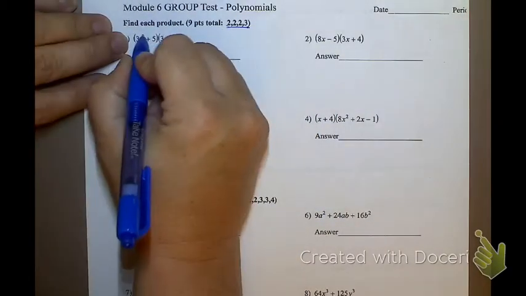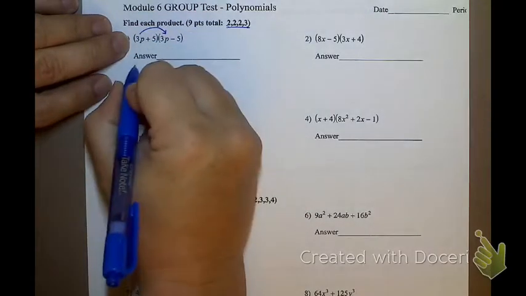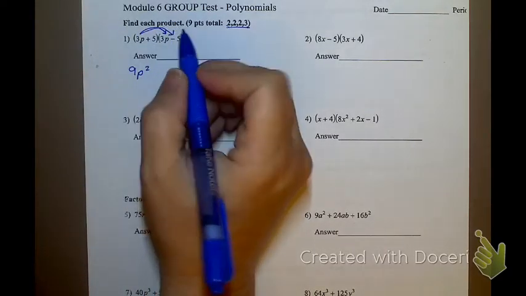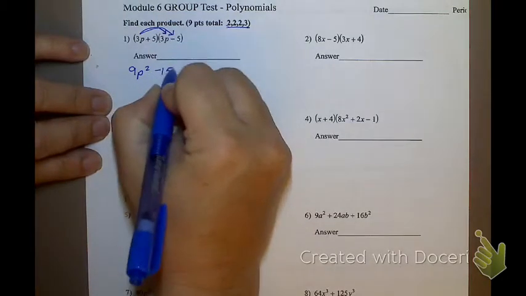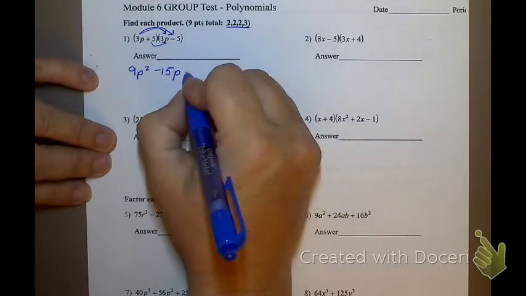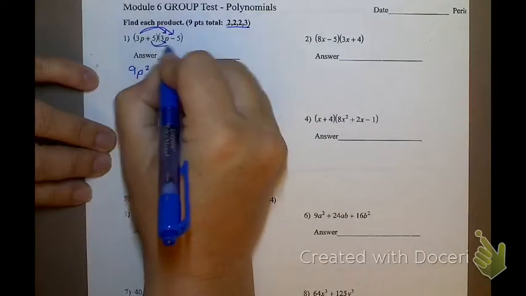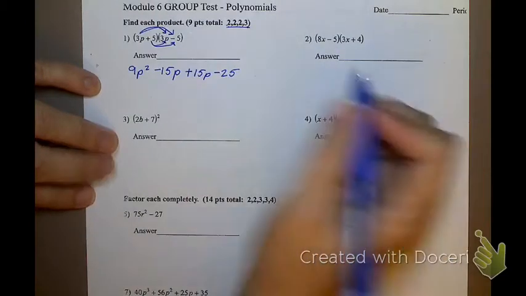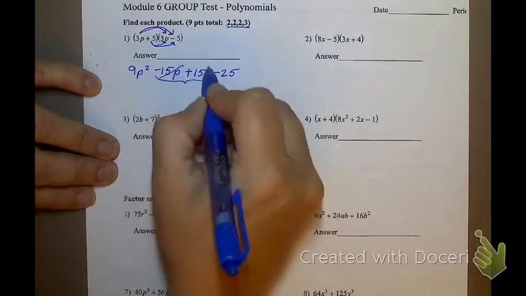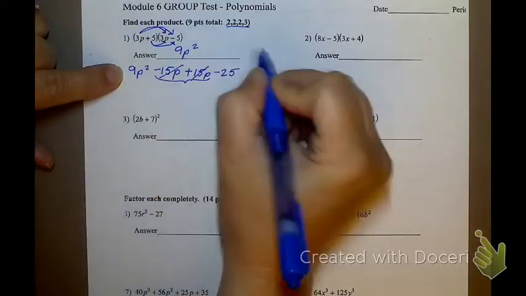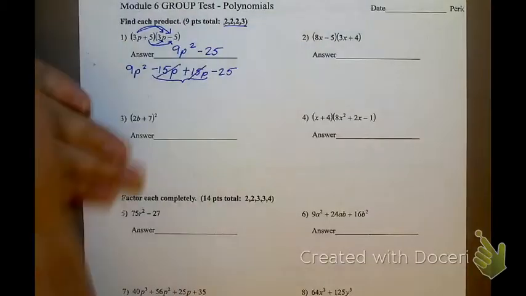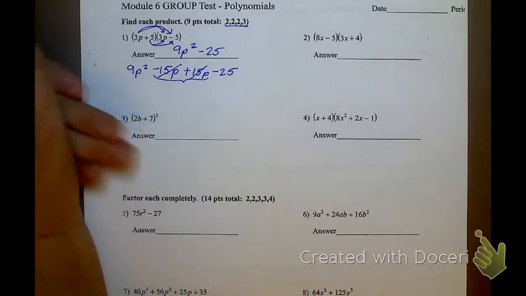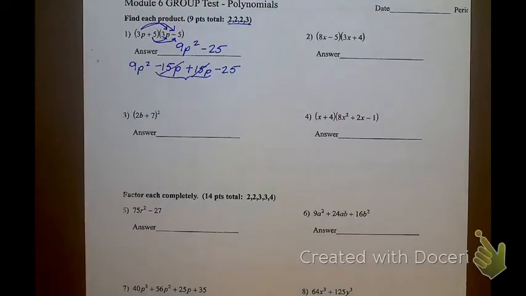All right, so find each product. I'm going to use the distributive property. 3p times 3p gives me what? 9p squared. And then 3p times negative 5 gives me what? Negative 15p. And 5 times 3p gives me positive 15p. And then 5 times negative 5 is? Negative 25. If I combine like terms, what happens? Those guys cancel out, and I'm left with 9p squared minus 25. One thing that's important is to make sure your answer is in standard form. It doesn't say so in the directions, but that's an expectation all year long, that answers are in standard form. Okay? Questions about that one?